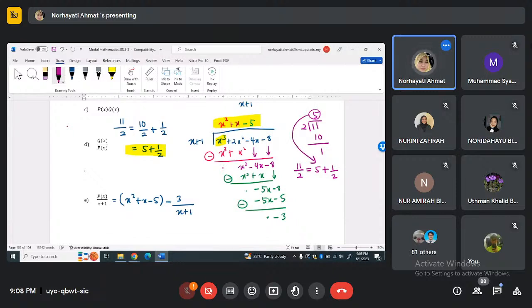And then 1 over 2. Alright, so dapatlah jawapan yang sama. So kita guna konsep yang sama. Okay, the answer on top we put as the first polynomial and then the remainder over the denominator.